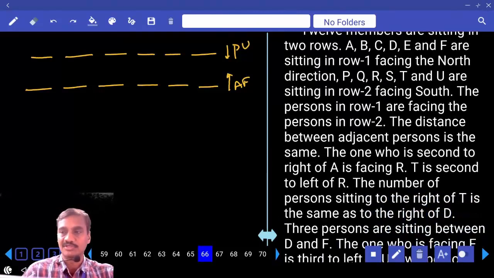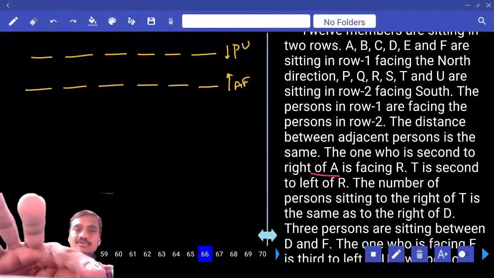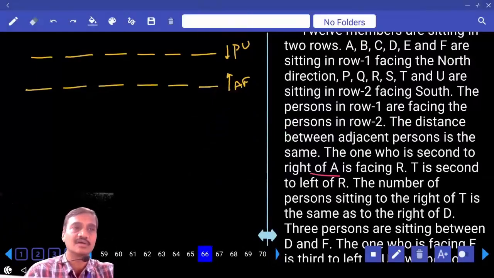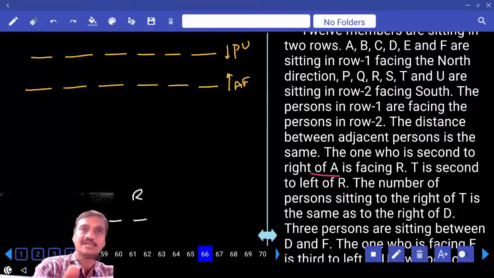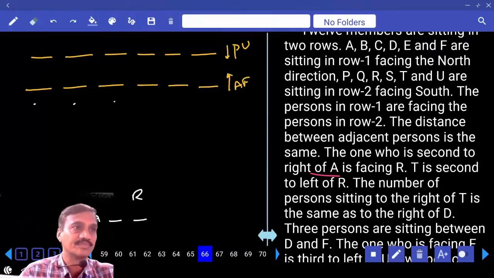Then coming to condition number 1, the one who is sitting second to the right of A is facing R. Second to the right-hand side of A is facing R. Tell me who is opposite to the person second to the right of A: R. Hence, as of now we cannot represent the data. If we try, A could be here, or 2, 3, 4, there are 4 different possibilities. Hence, we cannot represent the data now.